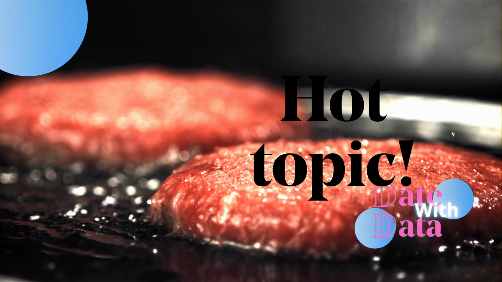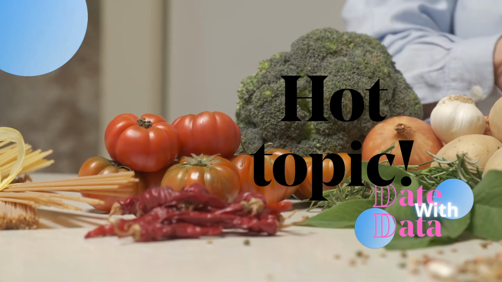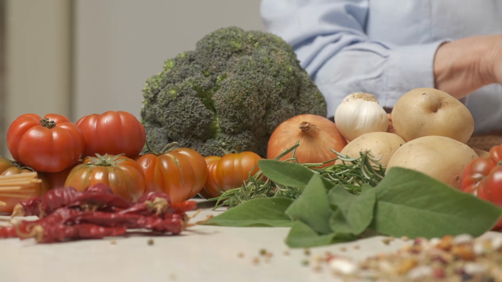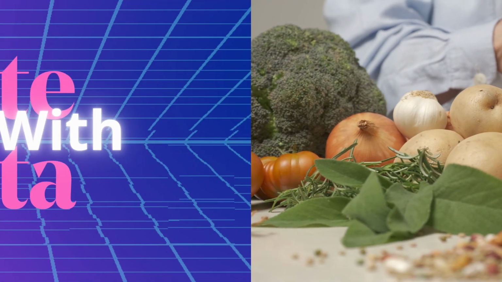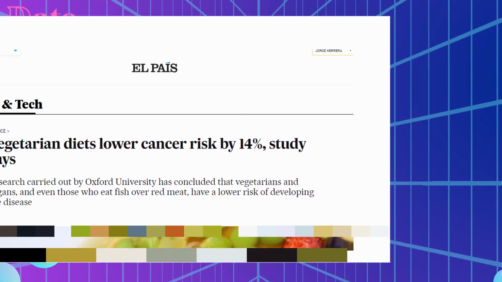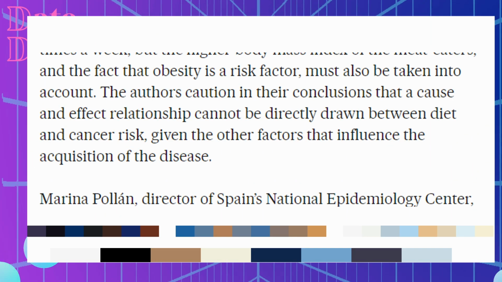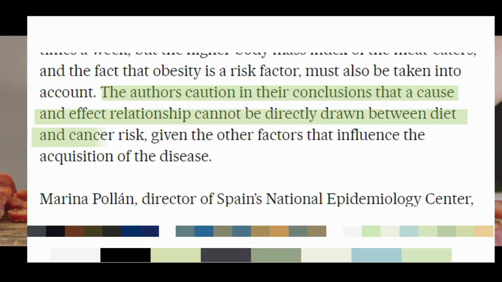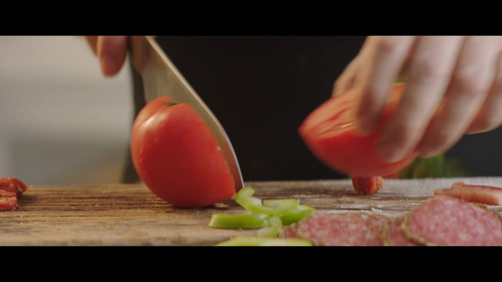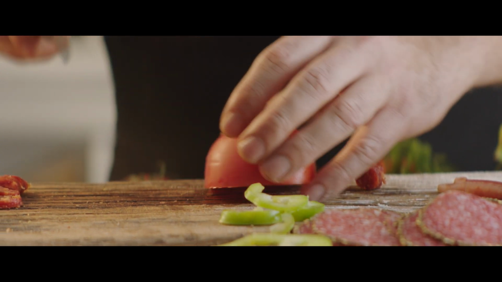A recent study quantifies a 14% lower risk of cancer in vegetarian diets. What caught our attention is that, in the press itself, they indicate that the authors warn that a causal effect cannot be extracted from here. We asked one of the authors on what theoretical idea they were based to start their research.